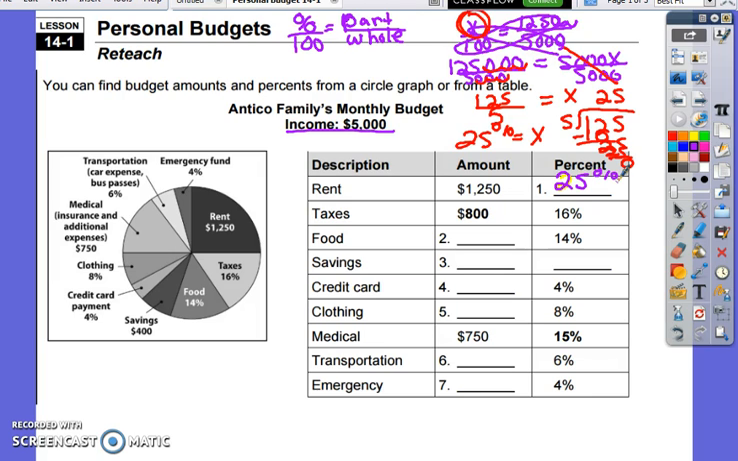Now you'll notice that the next one, for taxes, we have $800 and 16%. So the taxes right here is 16%, and this one was done for you. They showed you that that one is going to be $800. So if we were setting that up, it would have been 16 over 100 equals x over 5,000, and then when we work that out, 800 is what we would get.